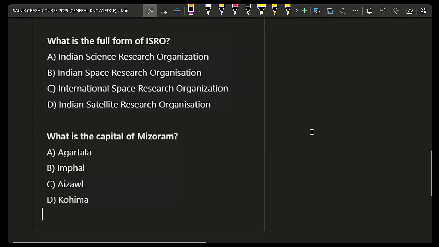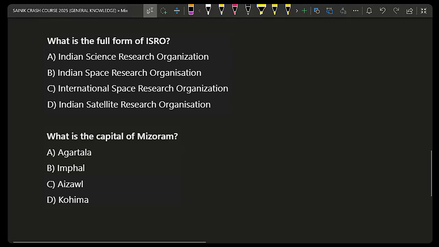What is the capital of Mizoram? Agartala, Imphal, Aizawl, Kohima. Mizoram is one of the 7 sisters eastern states of India.